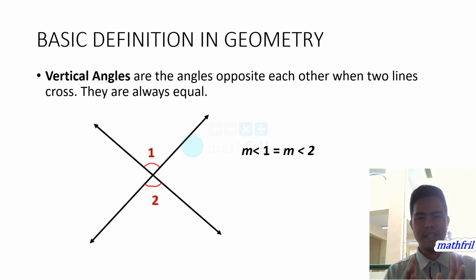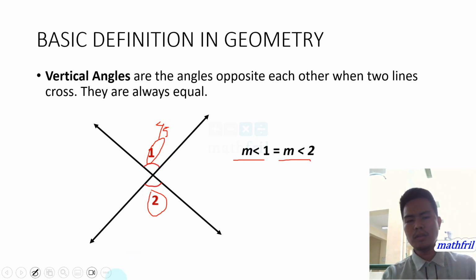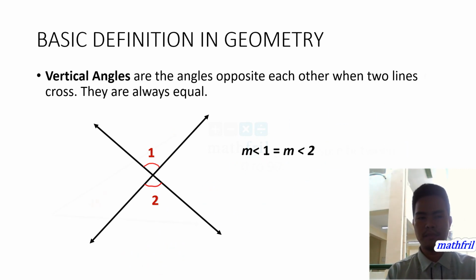Vertical angles. Vertical angles by definition are opposites, which means it's like a scissors. If you have front and back, they are always equal. That's why angle 1 here is equal to the measure of angle 2. So the measure of angle 1 is the same as the measure of angle 2. For example, if this is 45 degrees and 45 degrees is angle 1, the measure of angle 2 also is 45 degrees because they are equal. That's the definition of vertical angles.